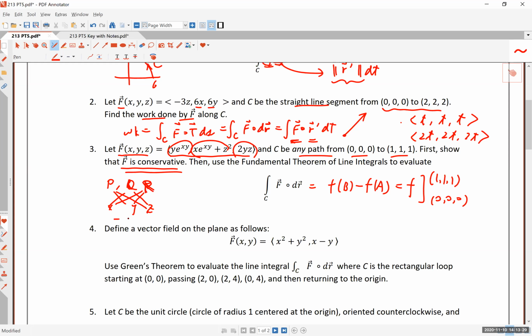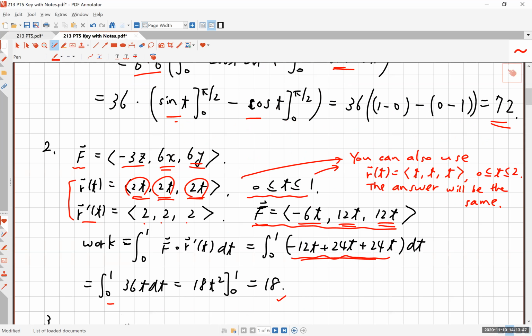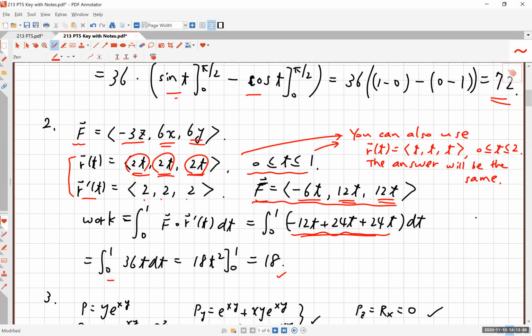I think one of them is a rather complicated partial, but that's the intent, right? And once you find that, you find this lowercase f, a potential function, by integrating this with respect to x, this with y, with z. All right, and so let's go ahead and do that. So here is the answer key.